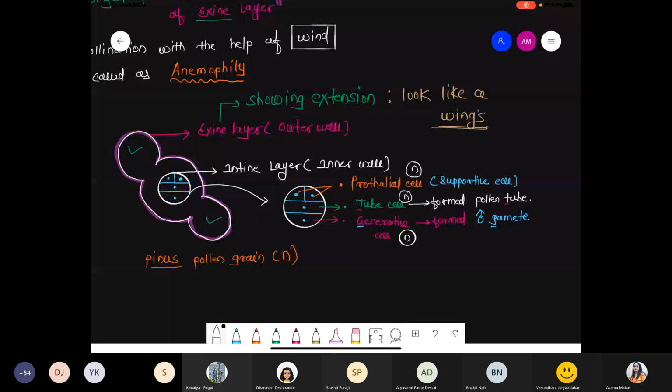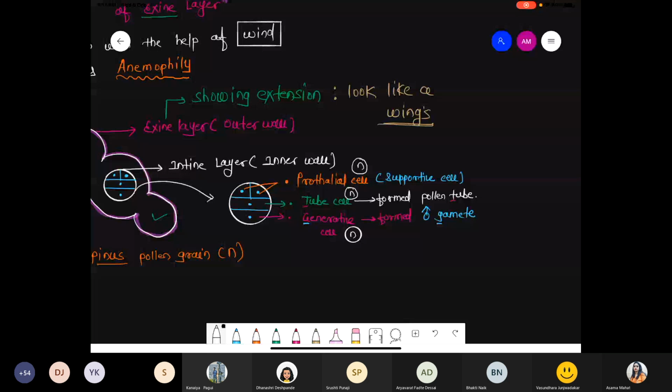बट हम यहाँ पे एक स्पेसिफिक कंडीशन देख रहे हैं. व्हाट कंडीशन? Inside the pollen grain basically a 4-celled condition is present. Why are we using the word 4? Because यहाँ पे present हैं 2 prothelial cells, 1 tube cell and another one generative cell, right? 2 prothelial cells, 1 tube cell and 1 generative cell.